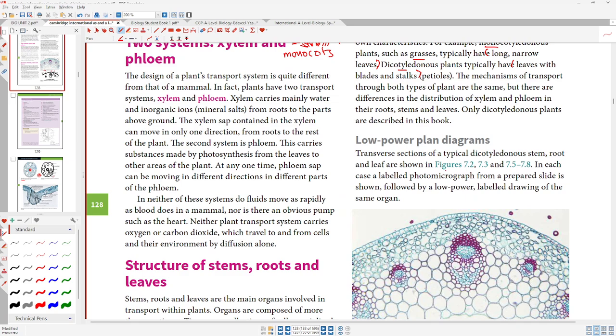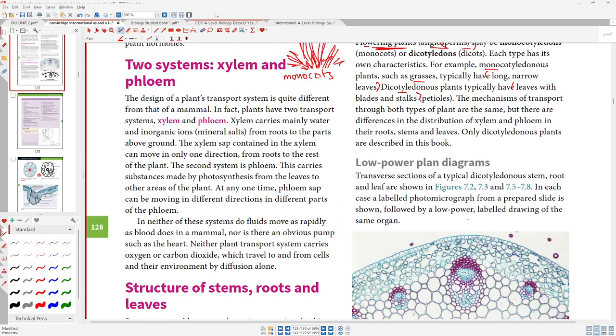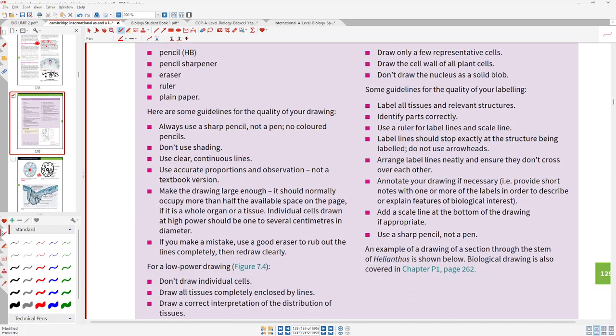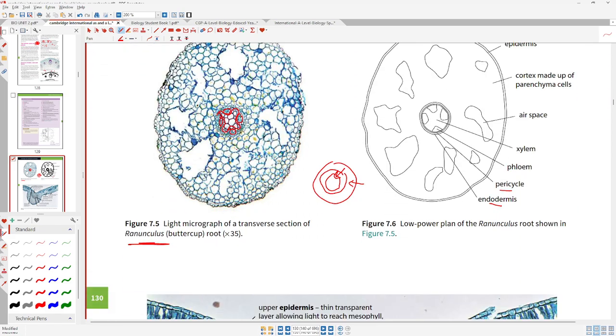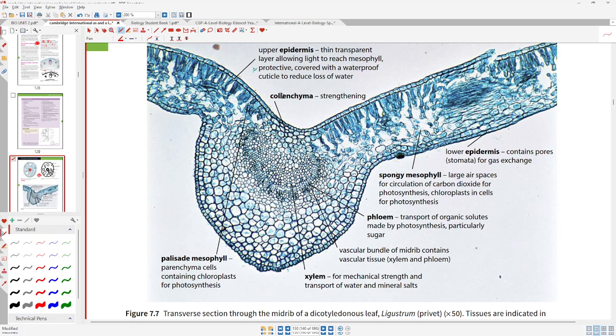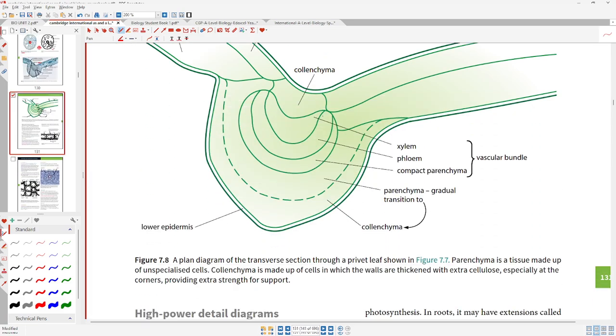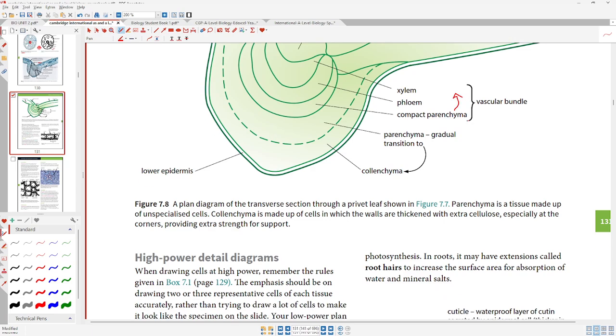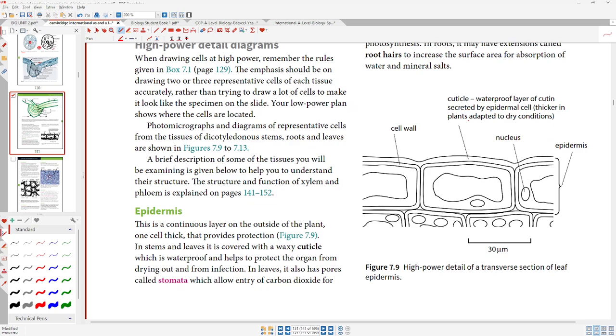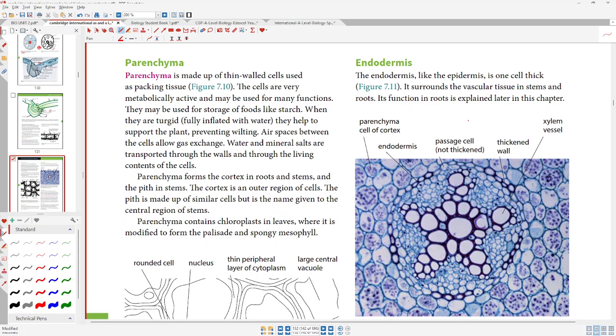So the only difference between them that I should really know is that there will be some difference in the distribution of the xylem, phloem, and sclerenchyma. Now, quickly, I just want to go through what the parenchyma and the others are. So over here, collenchyma, it says that it's also used for strengthening. And sclerenchyma is in fact not even here in this image. So compact parenchyma is what I'm supposing it to be. Okay, so this is what I want to be looking at.